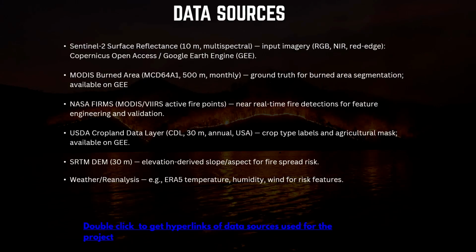Second thing is the heat data. We use the NASA FIRMS and MODIS data, which allows us to detect the active fire points in near real time. And third thing is the context. It's not enough to see the fire, we need to know what is burning. So we use the USDA cropland data layer to identify specific crop types. And finally the environment. Fires behave differently depending on the terrain, so we import elevation data, SRTM, to see the slopes and topological features.